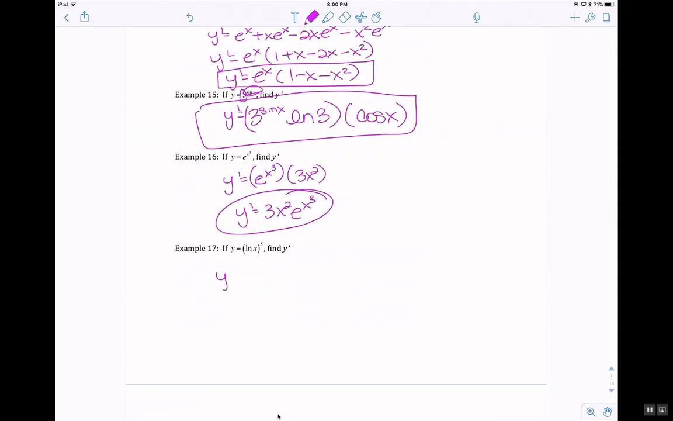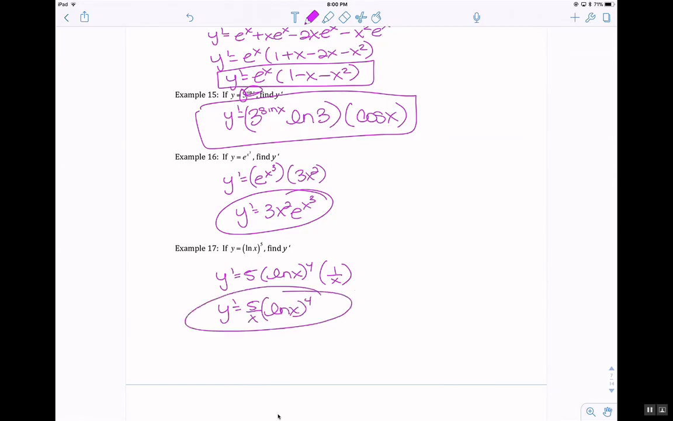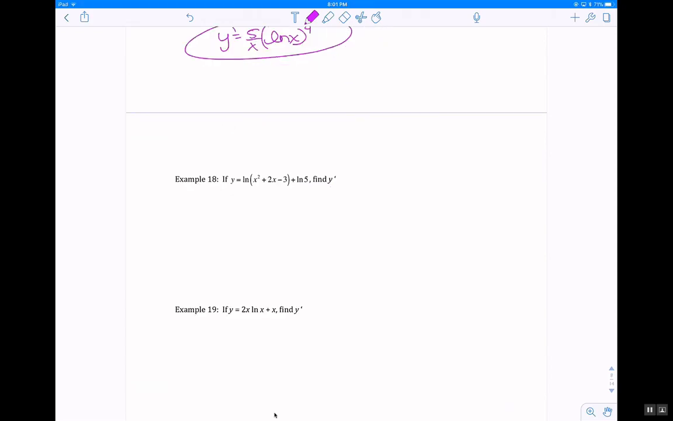Again, you have a chain rule for 17. Y prime: bring down the 5, ln of x to the 4th power, times the derivative of ln of x, which is 1 over x. So y prime is 5 over x, ln of x, the quantity to the 4th. Okay, so 18.